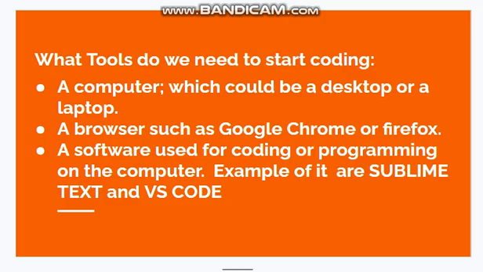All computers already have browsers such as Google Chrome or Firefox, so there will be no need for us to download it again. We will today turn our attention to downloading the software which is used for programming, such as Sublime Text or VS Code. Since we are beginners, we will prefer to use Sublime Text. I will take you through step by step to download Sublime Text onto your computer.